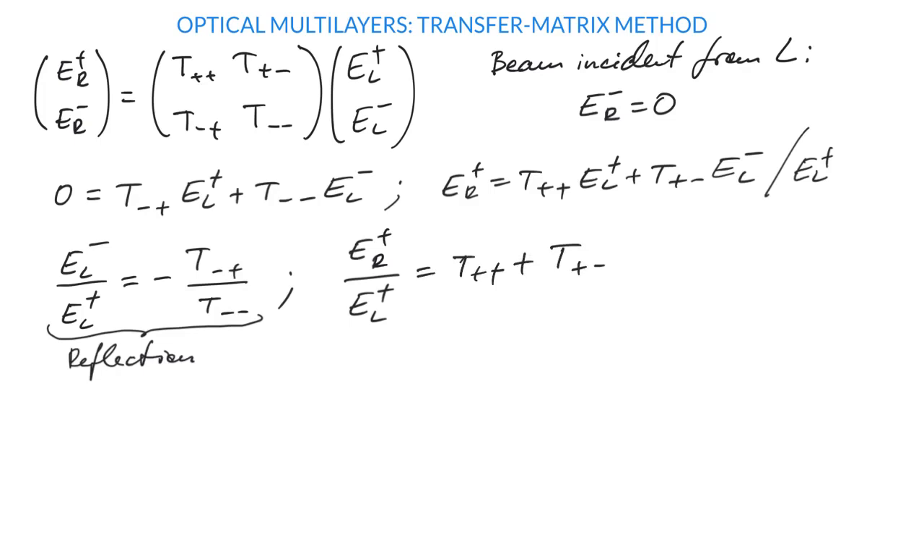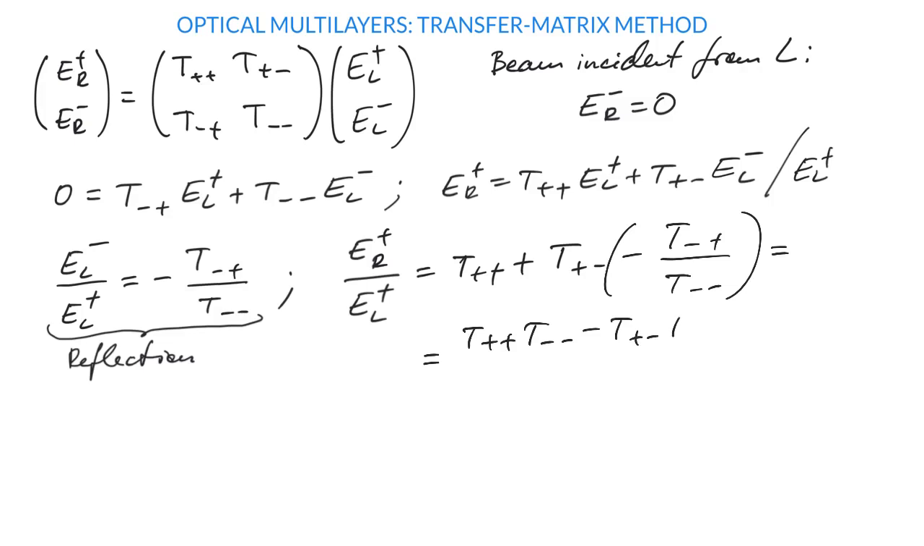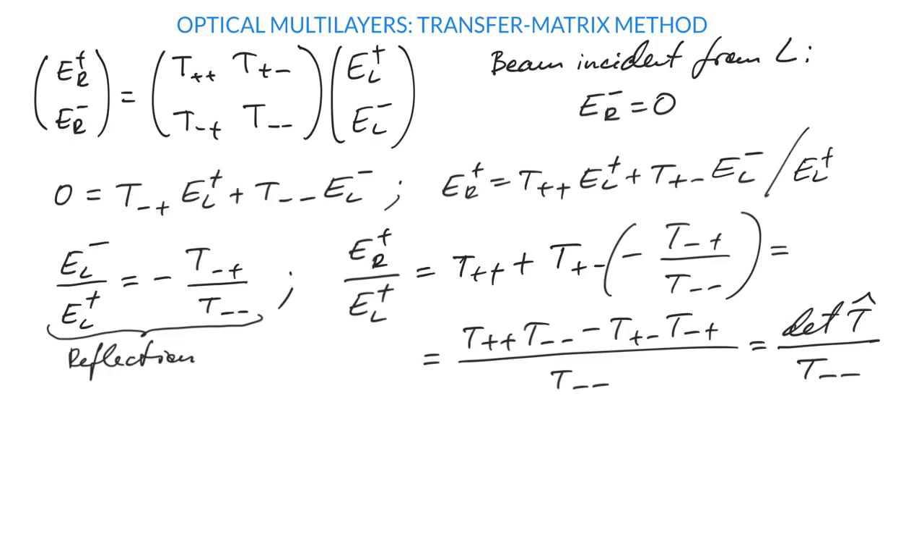And then we have the ratio of the reflected amplitude to the incident amplitude, and we already know this ratio. So if we substitute the right-hand side here, we have minus T minus plus divided by T minus minus. Overall, we can combine the two terms. That gives us T plus plus, T minus minus, minus the product of the off-diagonal terms, divided by T minus minus. And the numerator here is just the determinant of the transfer matrix. So we can write it as the determinant of T divided by T minus minus. So this gives us the transmission coefficient.